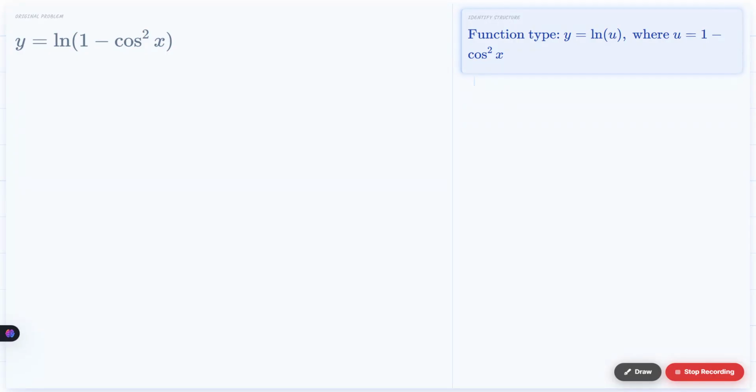We find that the function is y equals natural log of u, where u equals 1 minus cosine squared x. We do this to see how the parts fit together. This helps us know which math rule to use next.